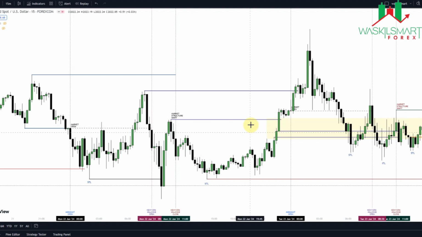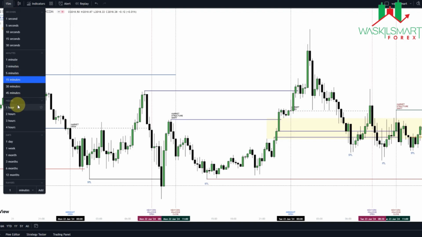And when the market structure shift occurred, I found this fair value gap. It was on a 1 hour chart. Let us check the 1 hour chart.